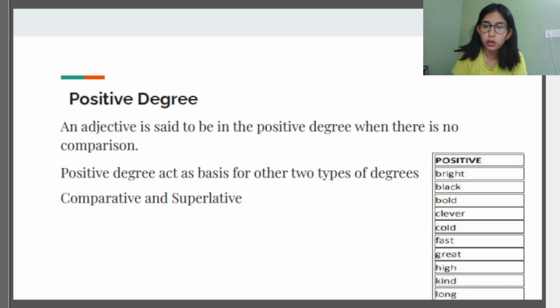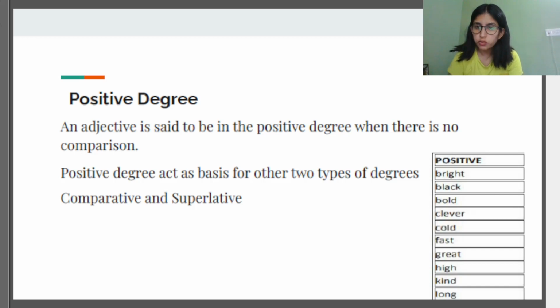You can also draw some examples by yourself, which you will answer in the chat box, so that I will know whether you are getting it or not. There is no comparison and no superlative comparison. Comparative is when we are comparing two things, and superlative is when the things are more than two. So there is no comparison in this positive degree. We are simply explaining the quality of the noun.